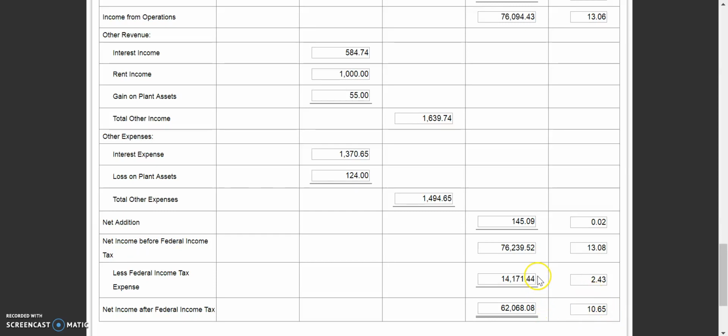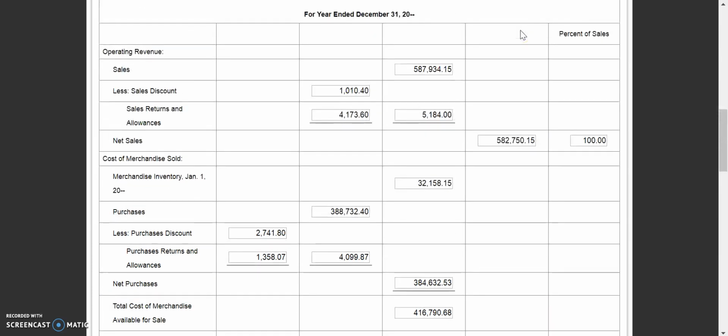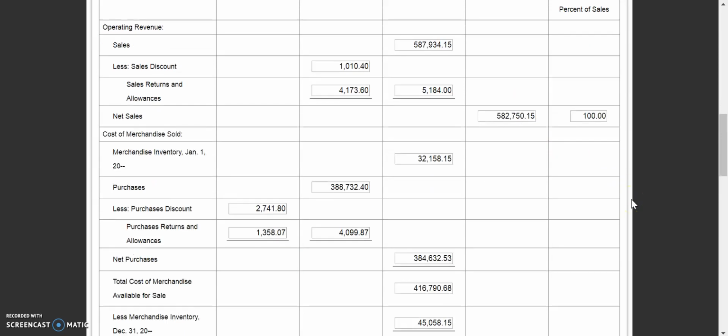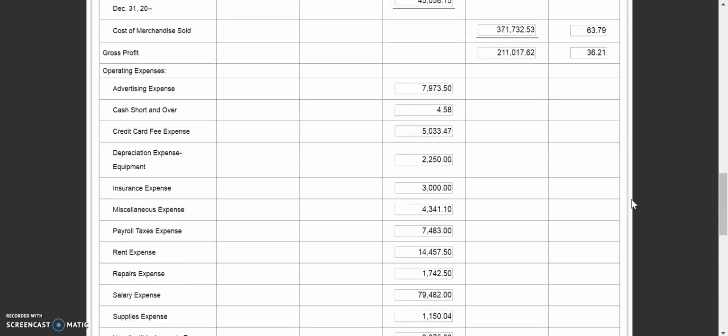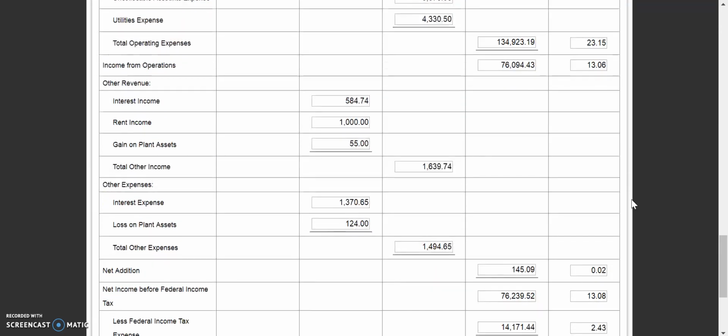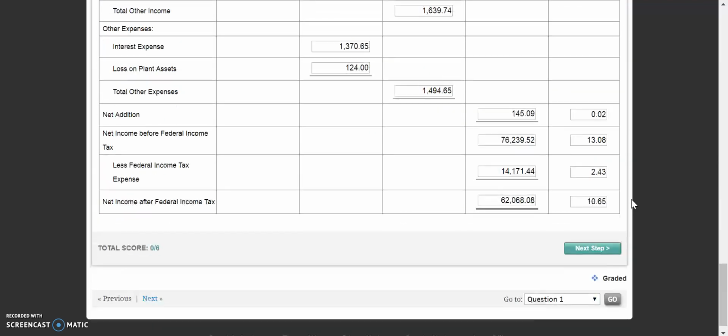We take each of these numbers in our very far right column and we divide it by our total net sales, which is 582,750.15. So that is an income statement. You can head over to part 2 of our work together videos to learn how to do a statement of stockholders' equity.